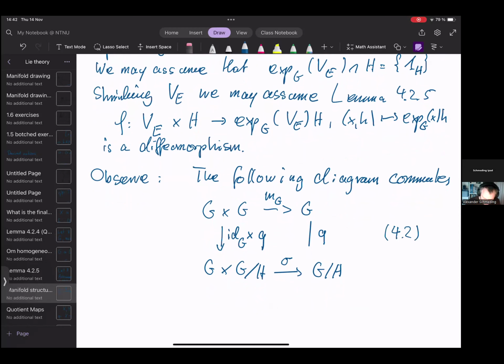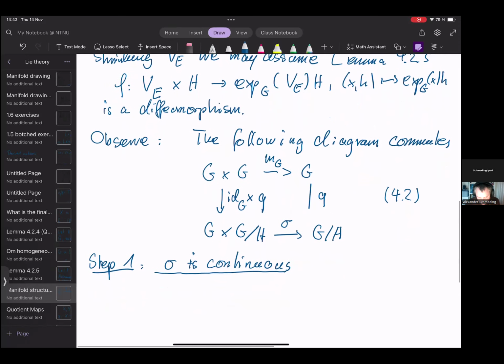And the idea is now that we can use this diagram to establish regularity properties of the sigma. So the first step where we use it actually is that we prove that sigma is continuous, right? So this will allow us later on to actually move around the charts we are building, because then we get something which is a continuous transport map.